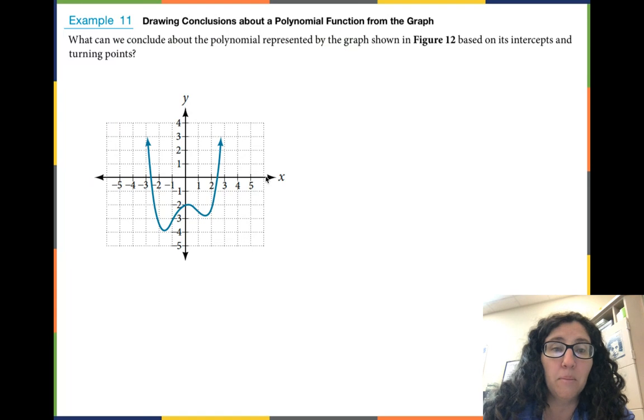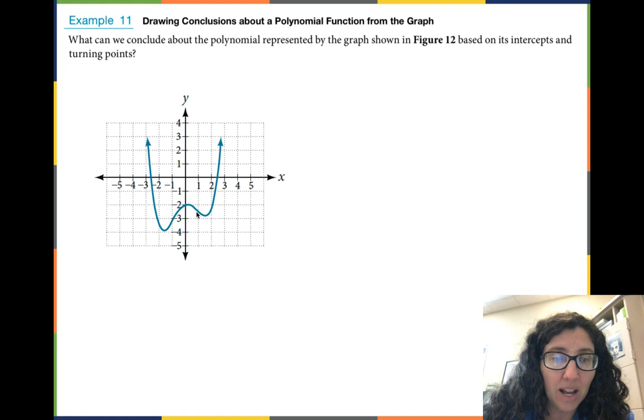All right, what if we have a graph? Let's try to conclude some things about this based on its intercepts and turning points. So first of all, what degree do you think this is? Is this even or odd? Well, it goes up on both sides, so it's going to be even, right? So it's an even degree polynomial.